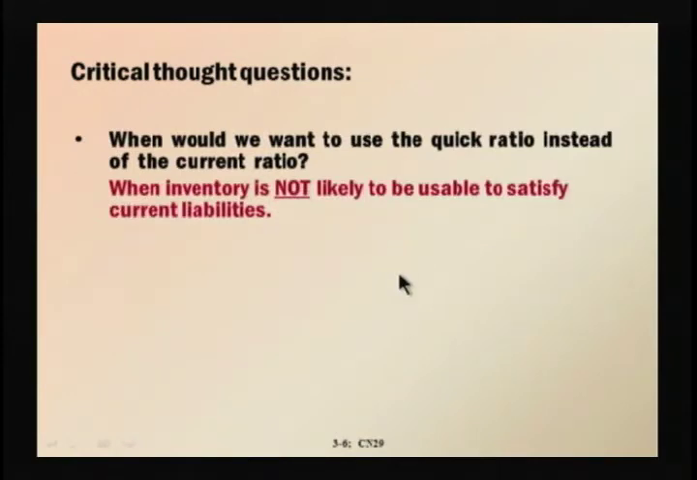So the quick ratio is a better measure of liquidity than the current ratio when we don't think the inventory is usable, when it's not liquid, when it is perhaps obsolete and maybe overstated on the balance sheet compared to what its actual market value is. So if we don't think the inventory is usable to meet current liabilities, the quick ratio would be a better measure of liquidity.